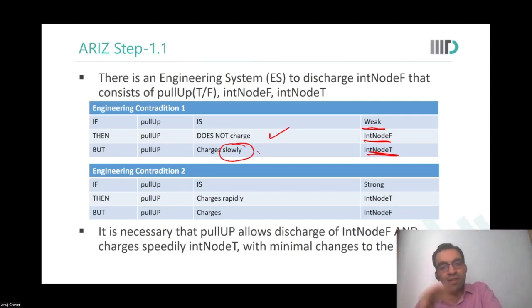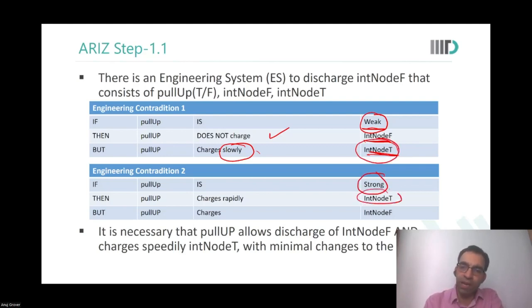I could reverse this contradiction. I said earlier that if I make pull-up weak, and now I say if I make the pull-up strong, then what happens? It charges this node rapidly. The speed problem gets solved, but it also charges int node F. So a harmful function has started to appear.